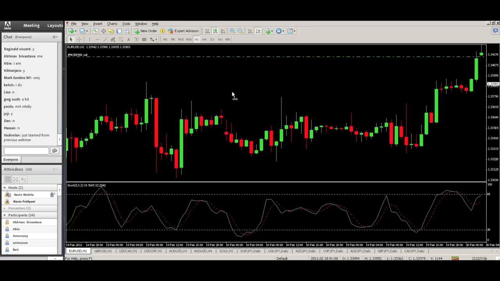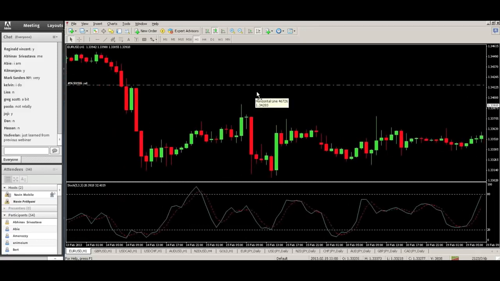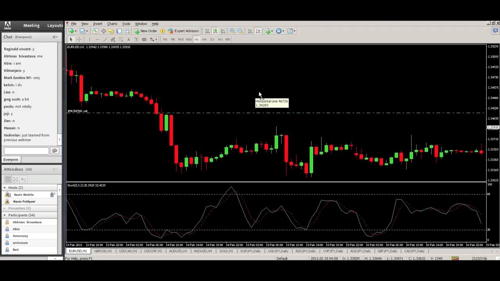Let me show you an example of how a divergence works. We're going to use the word opposite in this webinar. If the price is doing the opposite of the stochastics, that means price is going to change directions. I'll repeat that one more time: if price is doing the opposite of what the indicator is doing, price will change directions.